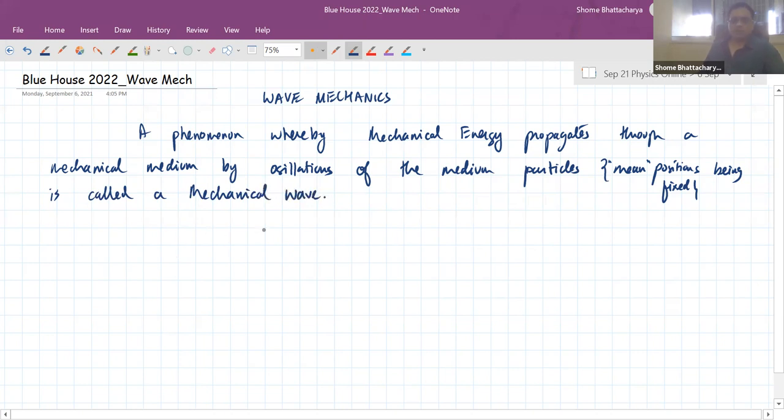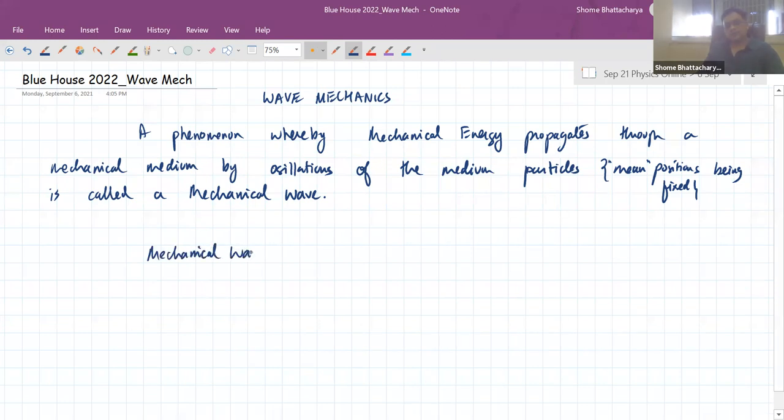Now, based on how the oscillations are happening, as you might be aware, we broadly classify mechanical waves in two categories. They are either called transverse or longitudinal.